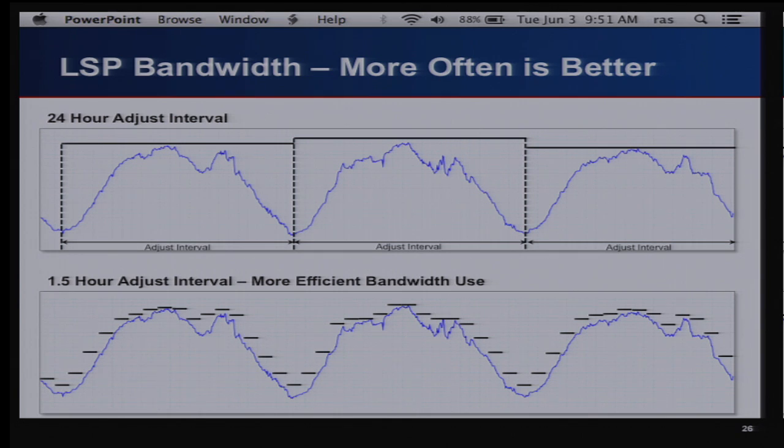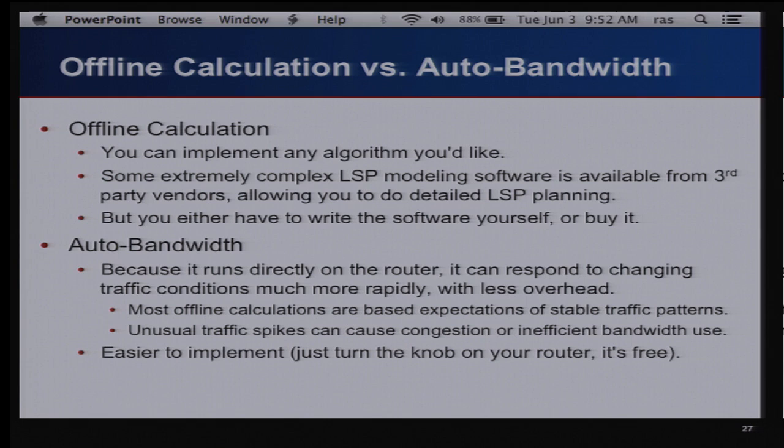So again, if you get to a shorter adjust interval, if you can make the router more dynamic, you can react faster. Here's the different bandwidths that you might get at a 1.5 hour adjust interval. You can see that at the low peak, you're more aware that you have available bandwidth that you could use, and that means less over provisioning that you have to do inside your network. So there are some advantages to each.